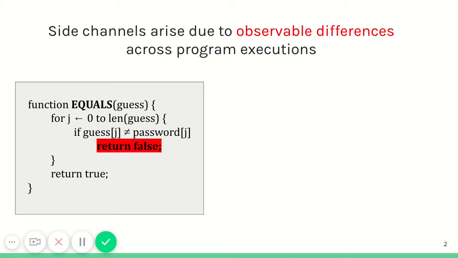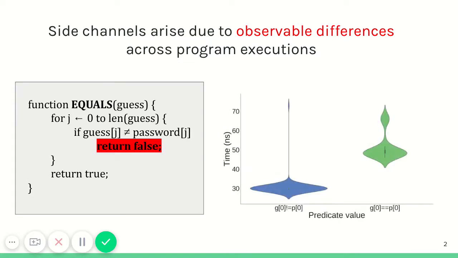As soon as a mismatch is detected, this function returns early. This introduces a side channel in time, allowing some observer to determine how many characters of the guess match that of the stored password. We can experimentally examine this side channel. To the right, I showed the results of two different experiments.